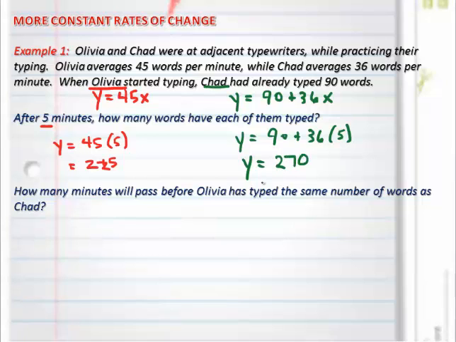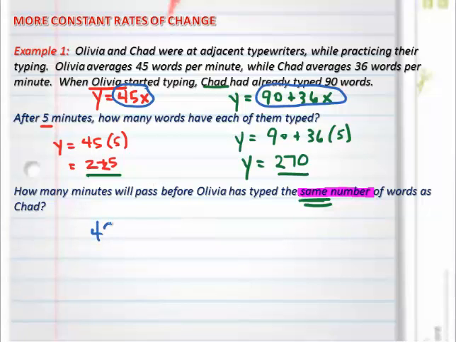Now remember, Chad was 90 words ahead when they started, and now after 5 minutes he's only about 45 words ahead. So Olivia's starting to catch up. Okay, the next question says, how many minutes will pass before Olivia has typed the same number of words as Chad? The same number, that means that they're equal. So what we're going to do in this situation, we're going to set the two equations together. So we're going to set 45x and 90 plus 36x. Since they're exactly the same, we want them to be the same. So I do this.